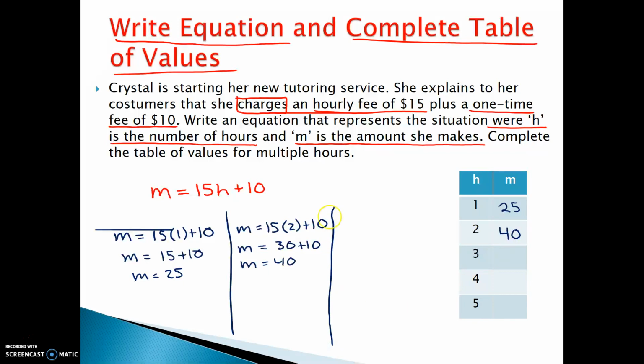Okay, so for 3 hours, how much money she's made is equal to 15 times 3 plus 10. Well, how much she's made? What's 15 times 3? Let me do this over here on the side. 15 times 3. That's going to be 15. Carry the 1. That's 3. That's going to be 45. So it's going to be 45.